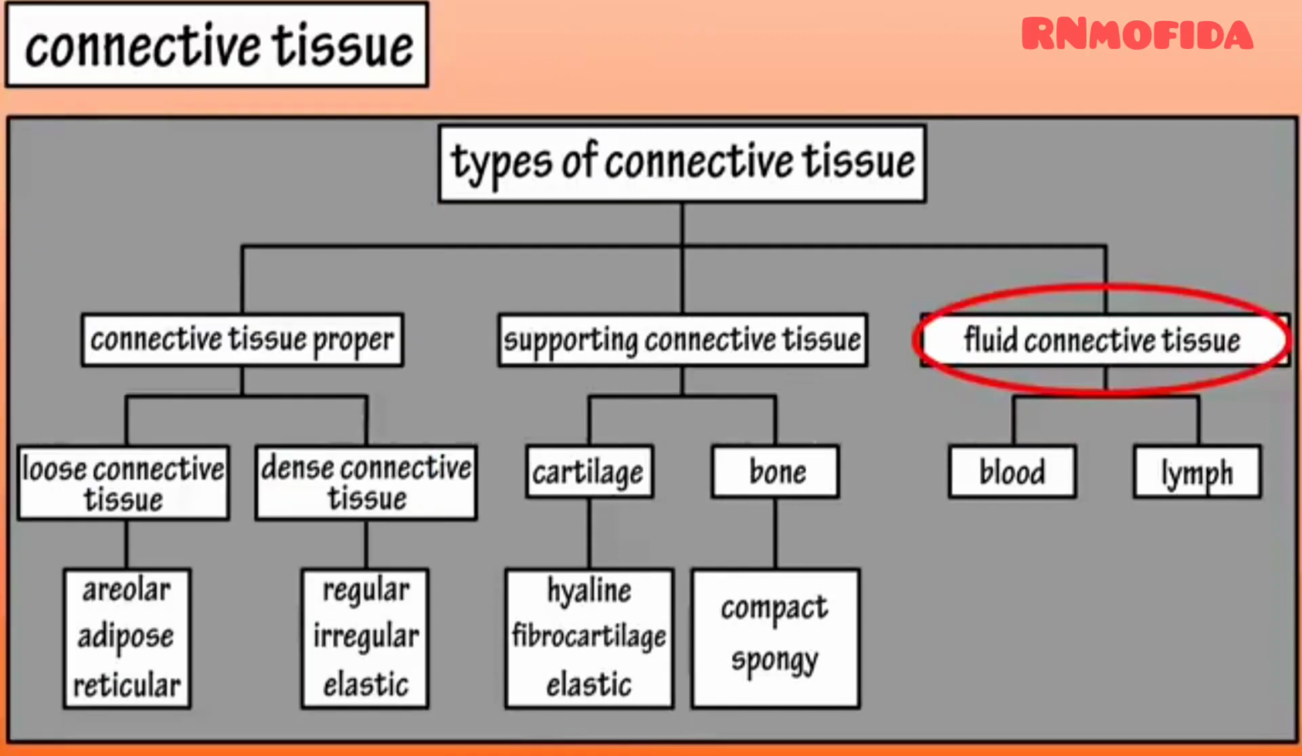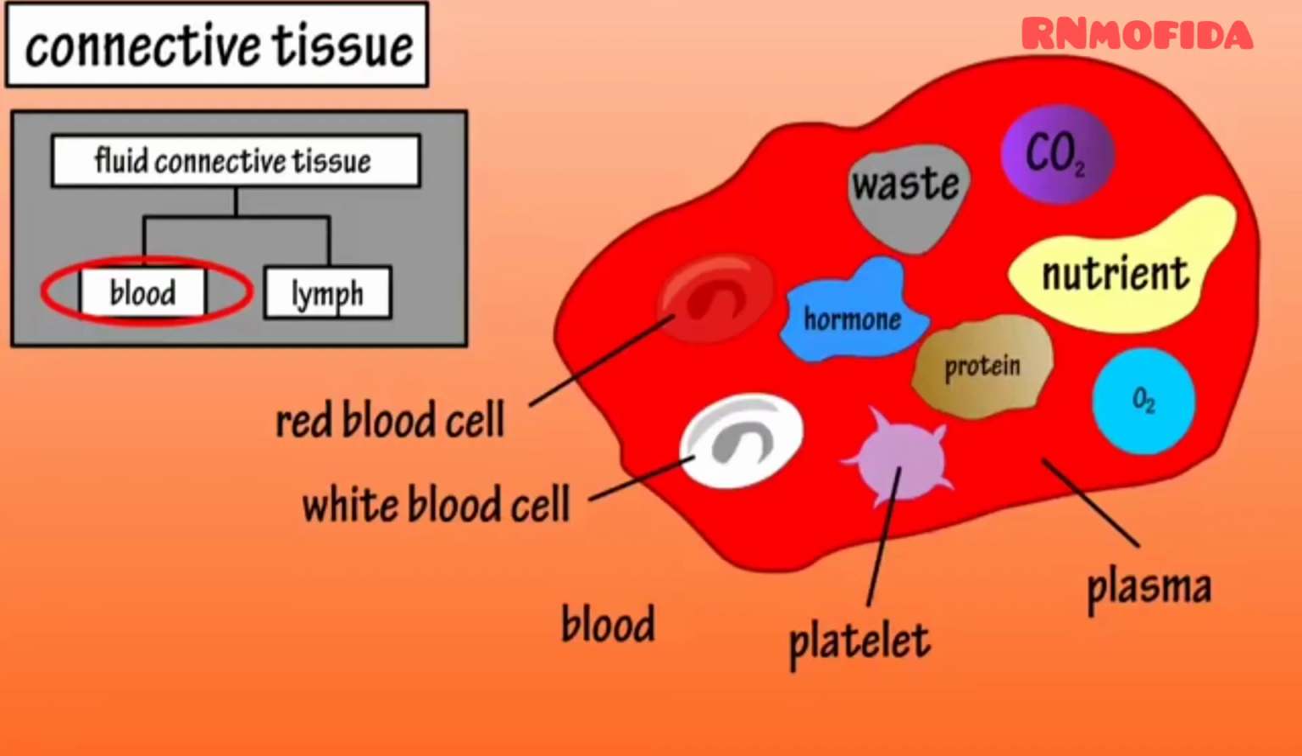Coming to the last classification of connective tissue, that is fluid connective tissue. Fluid connective tissue is again divided into two categories, blood and lymph. Blood is mainly composed of floating elements and the liquid ground substance called plasma. Floating elements are RBC, WBC and platelets. Blood plasma contains protein as well. RBC carries oxygen and carbon dioxide. Platelets provide clotting function. WBC provide immune functions, etc.